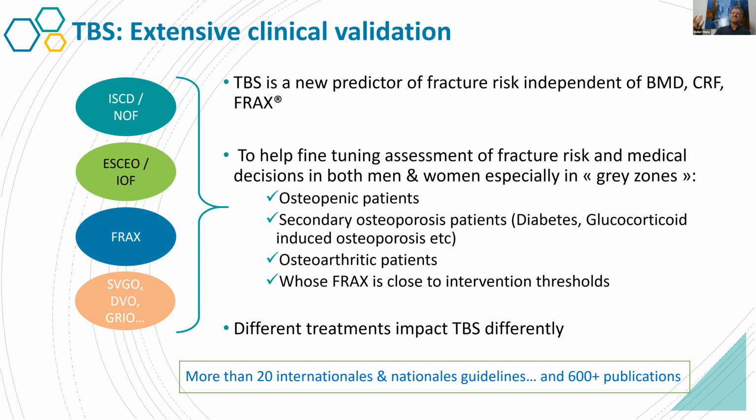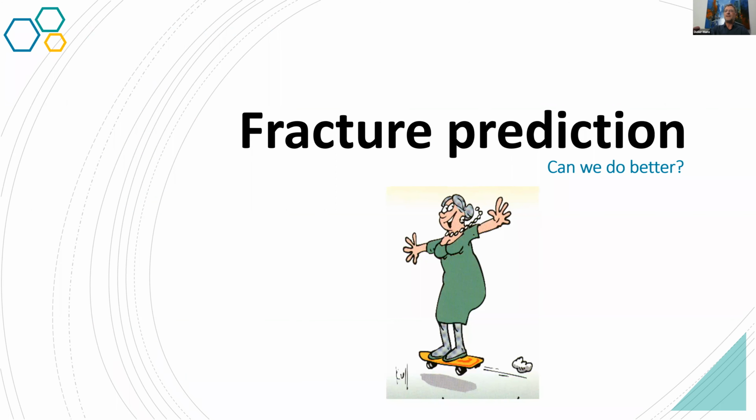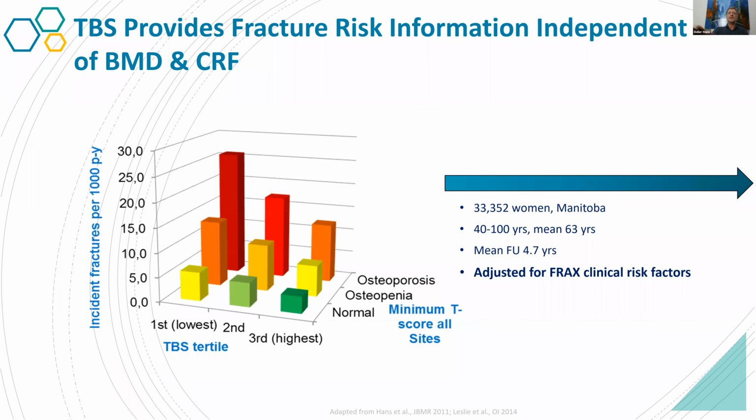increase the BMD, sorry, while it's almost not impacting the TBS. And also will impact every patient that will be close to the interventional threshold. Interestingly, different treatments impact TBS differently, but we'll come back to that. So practically, if I'm focusing on the fracture prediction, can we do better than we do right now with the BMD and clinical risk factors? The answer is, well, most likely yes.